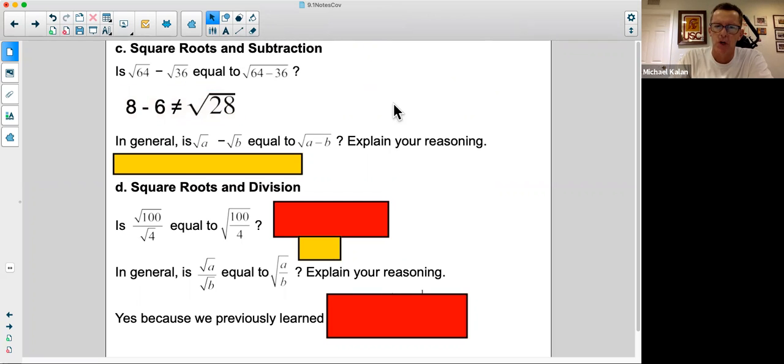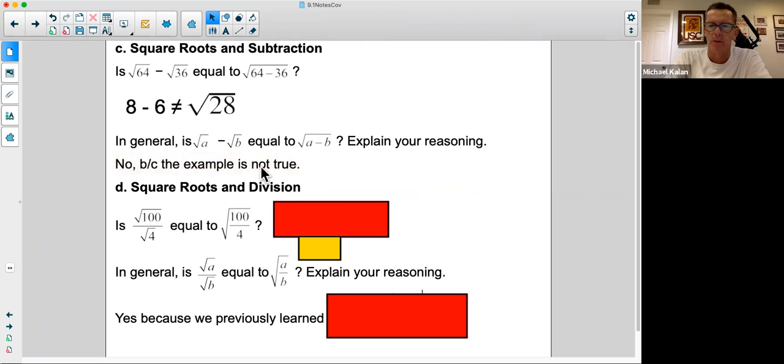The answer is no, because 8 minus 6 is 2. I know the square root of 28 is not 2. It's somewhere between 5 and 6, isn't it? So in general, is this equivalent to that? No, it's not. So we couldn't take the square root of A minus B and make it the square root of A minus the square root of B if we wanted to.